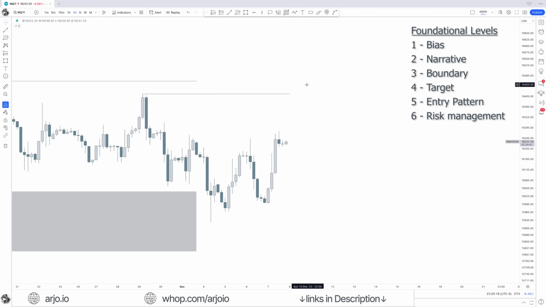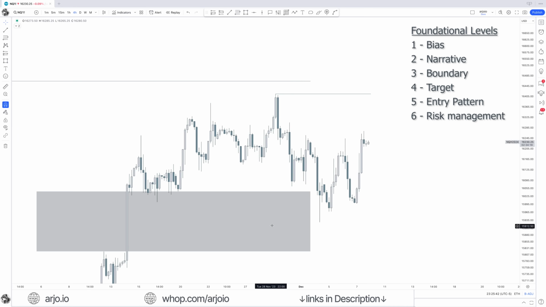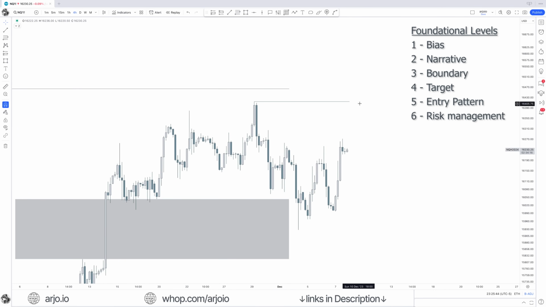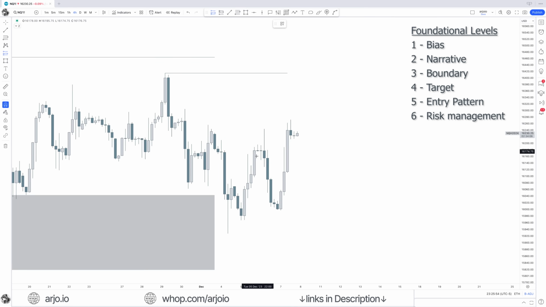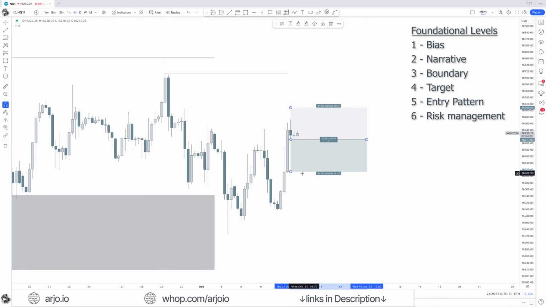Other than that, if we just look at price right there, this is exactly what we mean with the foundational levels. We have bias checked off, next boundary, narrative checked off, next boundary, the actual boundary in the form of that weekly fair value gap right there, which also creates that target, the 4th foundational level. 3 and 4 checked off. 5, entry pattern right there, perfectly checked off. Either this one or even this one right there, as long as we get involved to target the overall highs sitting right there and potentially even higher.